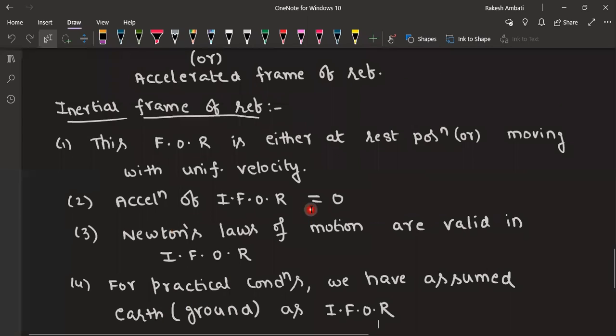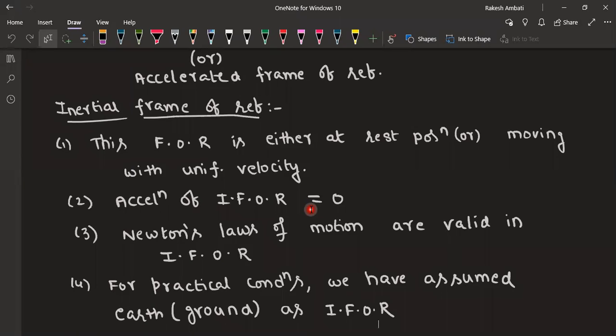For example, you are standing on the earth, I'm standing on the earth. So we both are in the same frame. Just imagine two persons are standing in a lift, and the lift is moving upwards. With respect to themselves, do they seem to be at rest or in motion? Rest position.